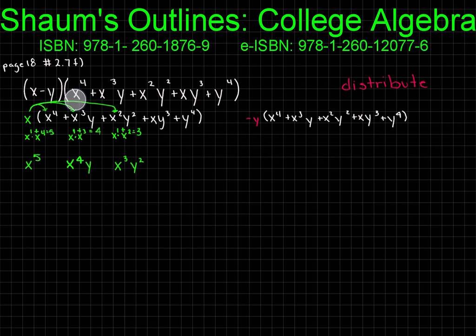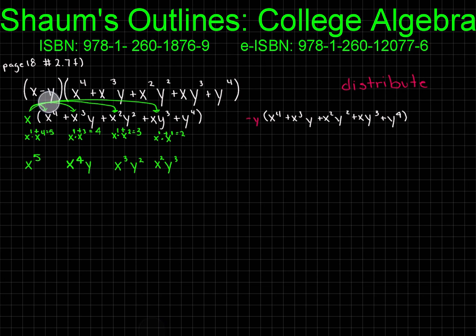Now x times x y to the third gives me, I'm going to bring my y down, and then x times x is the same thing as x to the 1, x to the 1, my imaginary ones, and 1 plus 1 equals 2. So I get x squared.